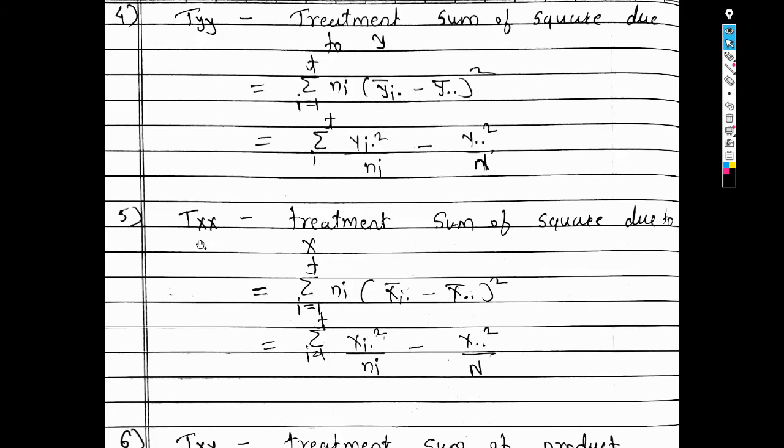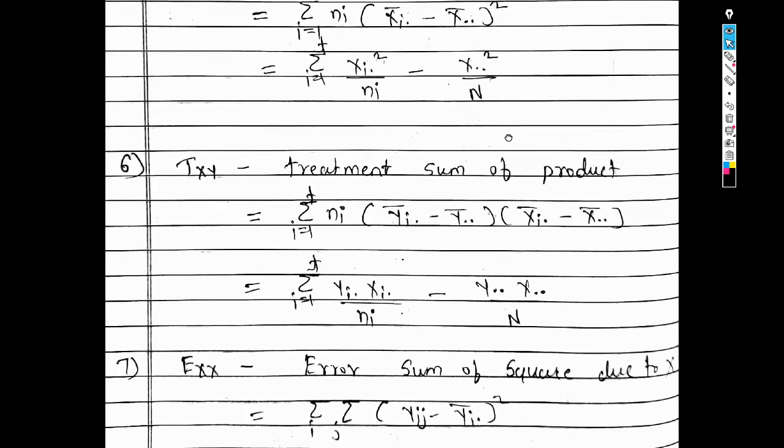Then next is Txx. So Txx is the treatment sum of square due to x observations, and this can be written as summation i running from 1 to t, ni into (xi dot bar minus x dot dot bar) whole bracket square. So this can be written as summation over i xi dot square divided by ni minus x dot dot square divided by capital N.